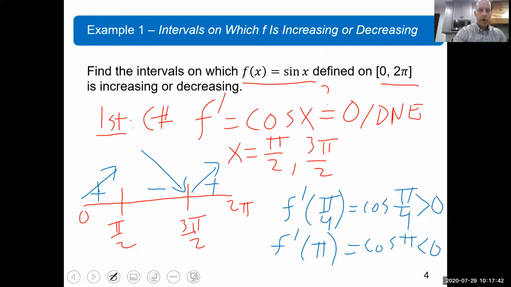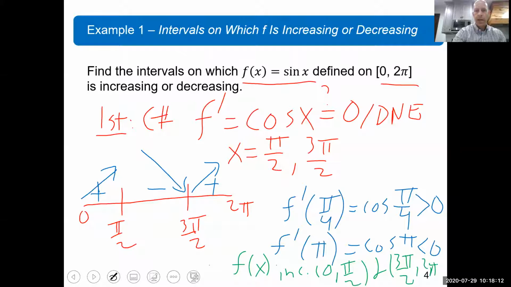So therefore, we can go ahead and answer our question now. Therefore, we can conclude, I'm trying to do three dots, but my computer's not letting me do that, that f of x is increasing from 0 to pi over 2 and 3 pi over 2 to 2 pi.